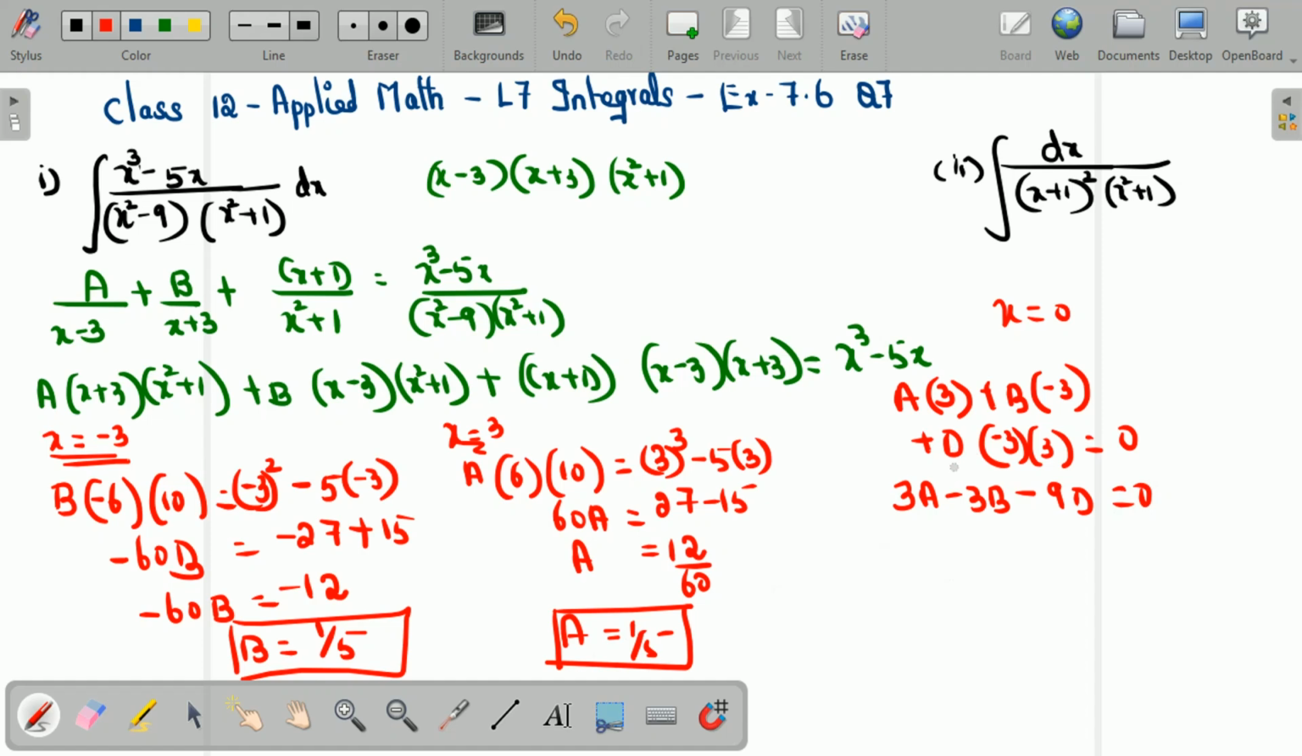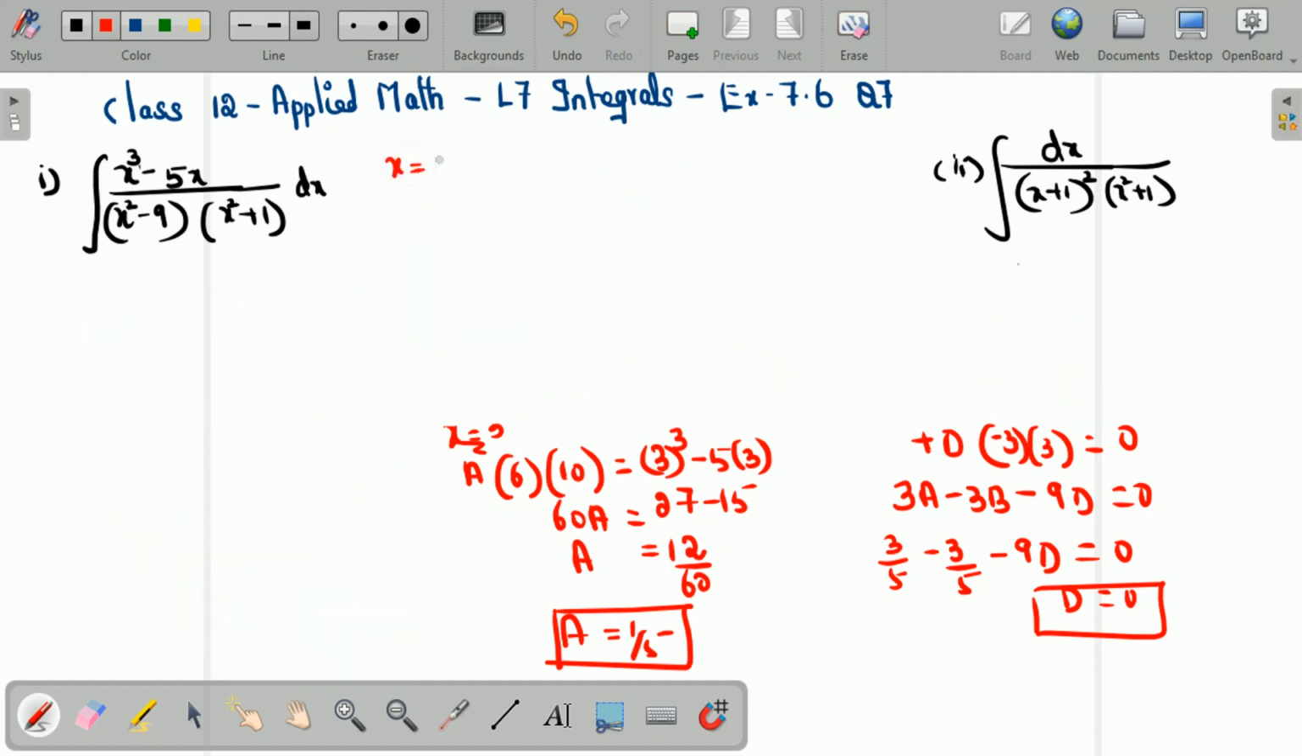Now let's substitute the values of B and A here. So this is going to be 3 by 5 minus 3 by 5 minus 9D is equal to 0. Either way this is 0. Minus 9D is equal to 0 means D is also equal to 0. Now the one last term that's left for us to calculate is C. So let's take a value of x is equal to 1. Let's put x is equal to 1.